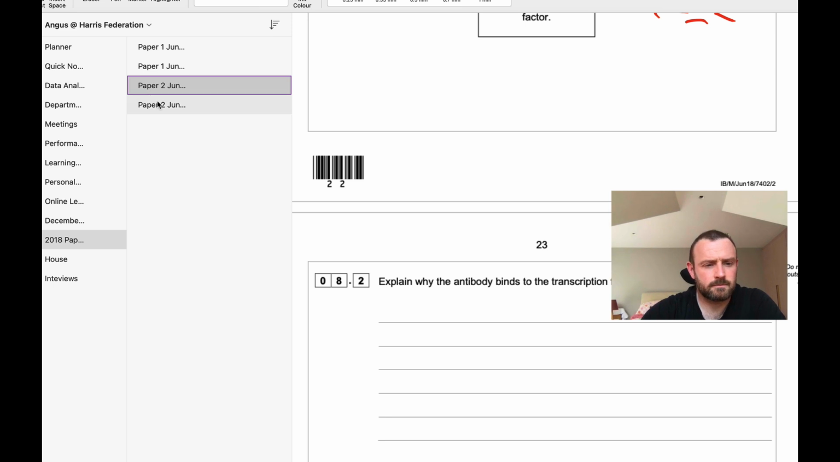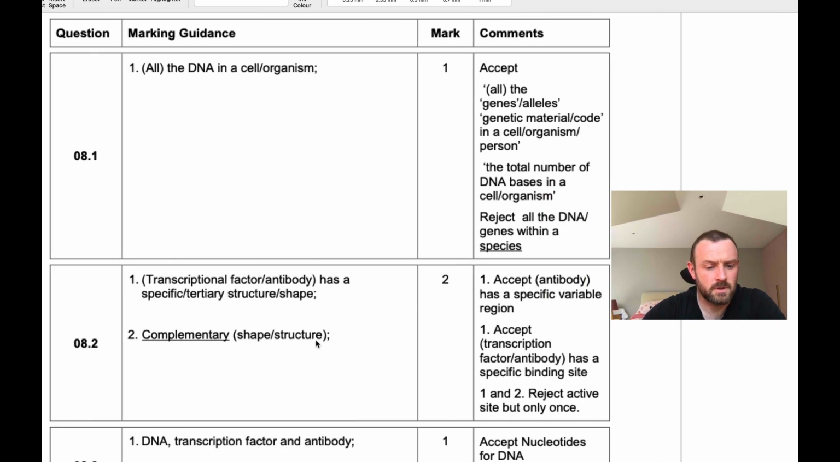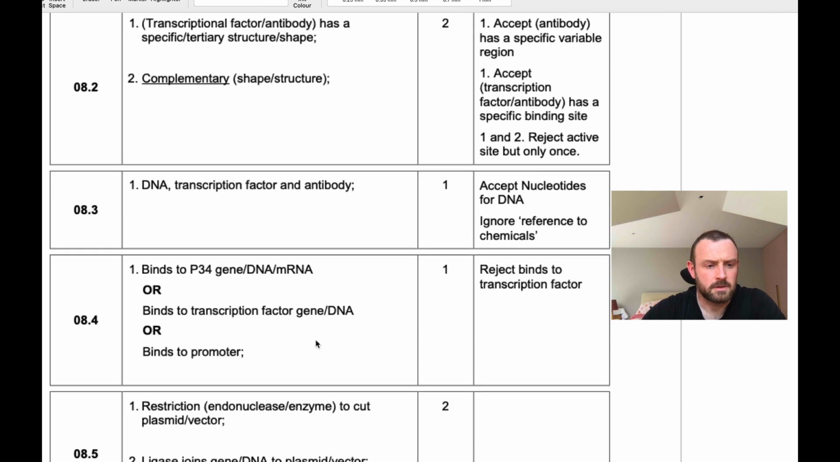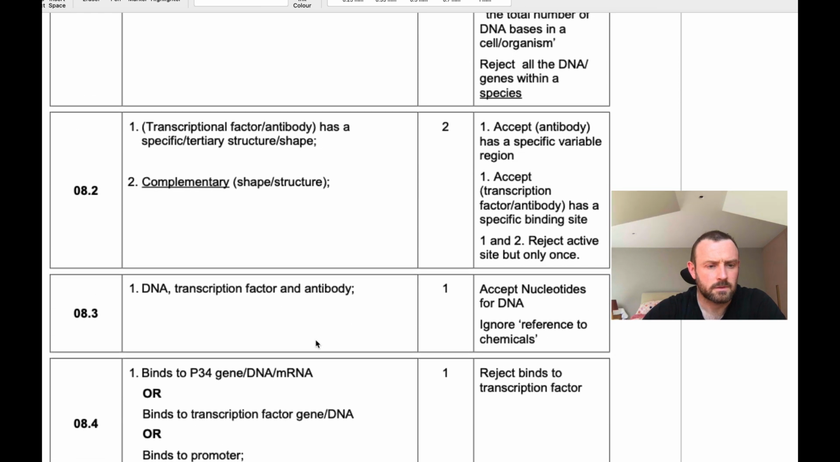Let's have a look. Yeah, okay, so the two things that I said, variable region, and then I was talking about the tertiary structure, because I wasn't quite sure which way the question wanted me to go. If I had mentioned both, either one is accepted, and then the other thing I said was that it's complementary.